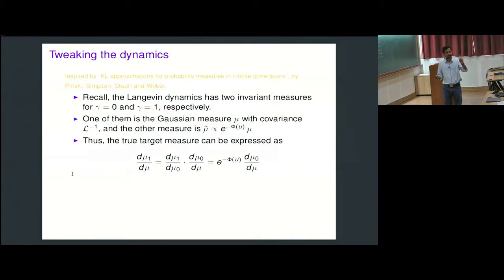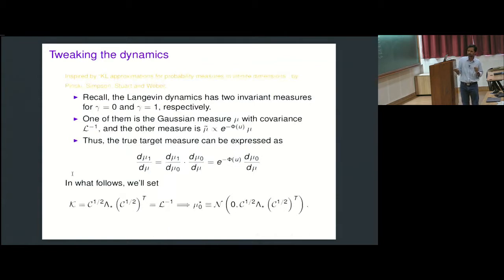Remember, the base Gaussian measure is something that is known to me. The covariance operator is C. And the covariance operator L inverse is again in my control. I can tweak that. So I express the new target measure as this. Just rewriting, nothing new happening, just rewriting with respect to a new measure.